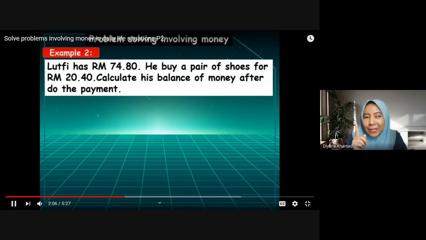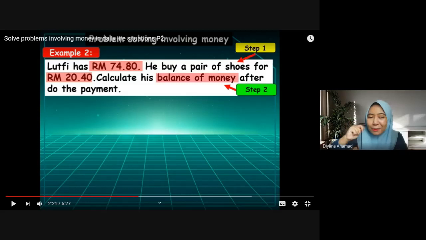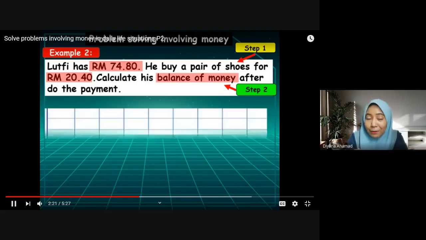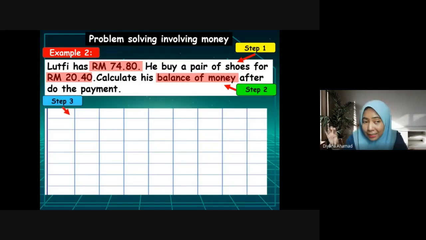So you find the keyword. Teacher, Lutfi has 74 ringgit 80 cent, so you underline that. And then he buys a pair of shoes. The price is 20 ringgit 40 cent, and then he needs to find the balance of money. You remember the topic that we learned, that you need to minus the price of the item that you buy, right? Because you want to know how much balance the cashier gives you. Same with this problem.